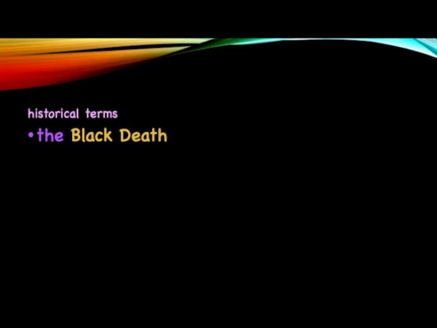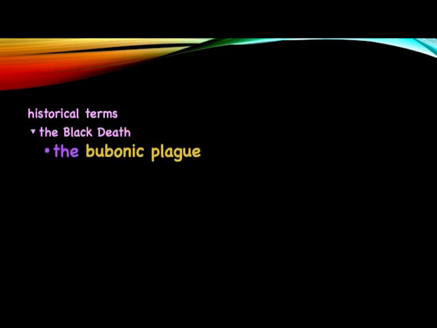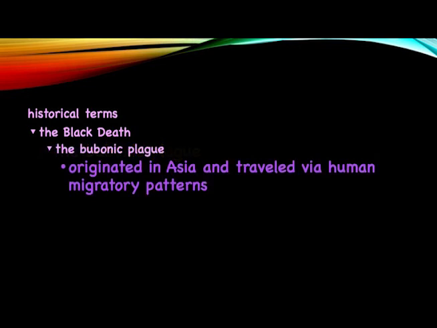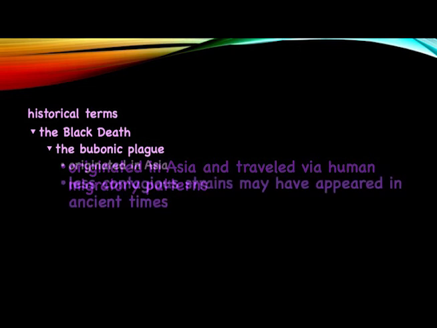The Black Death was a highly contagious disease that made its appearance in Europe in the 14th century. The scientific term is the bubonic plague, a disease caused by bacilli or bacteria. It originated in Asia and was brought eastward by human migratory patterns.